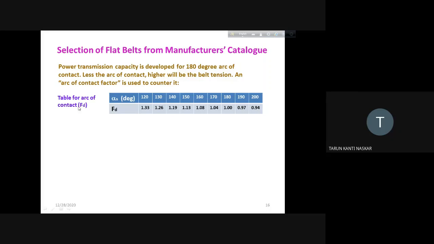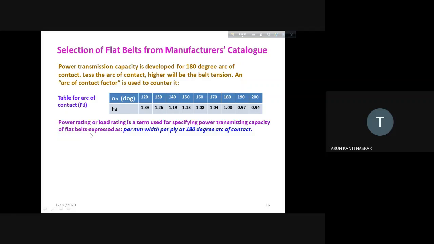Now, the table for arc of contact factor, FD. So for 120 degree it is 1.33 and for 200 degree it is 0.94. So these are the angles. S is for the shorter pulley. So we can get the value of FD from this table.